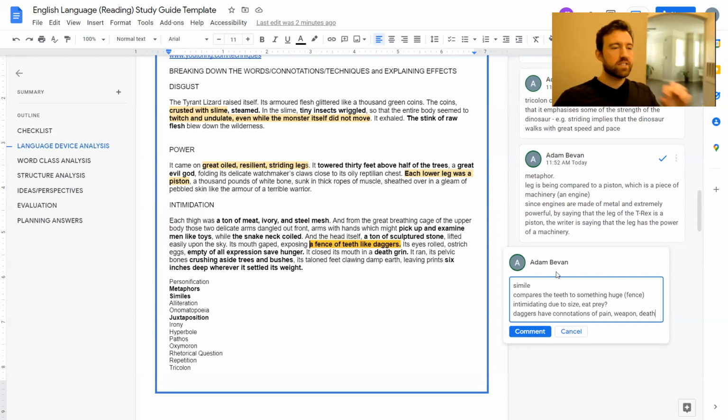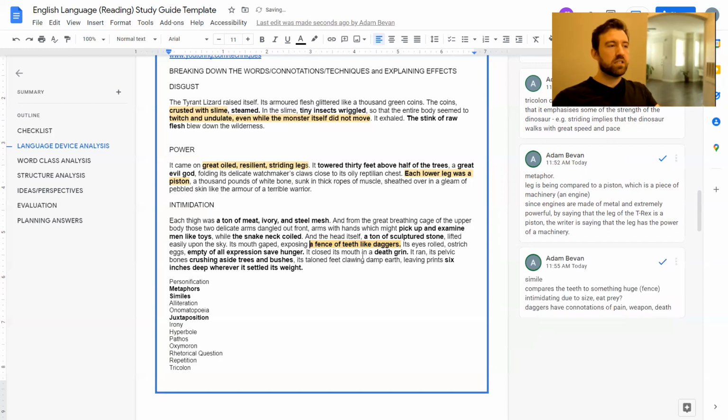So just remember what I said before as well. Just because I'm using this quote for intimidation doesn't mean that it can't belong in other places. I think it's a stretch to say it's disgusting. I'm not sure I could put it there, but I could definitely say that this is a demonstration of power.